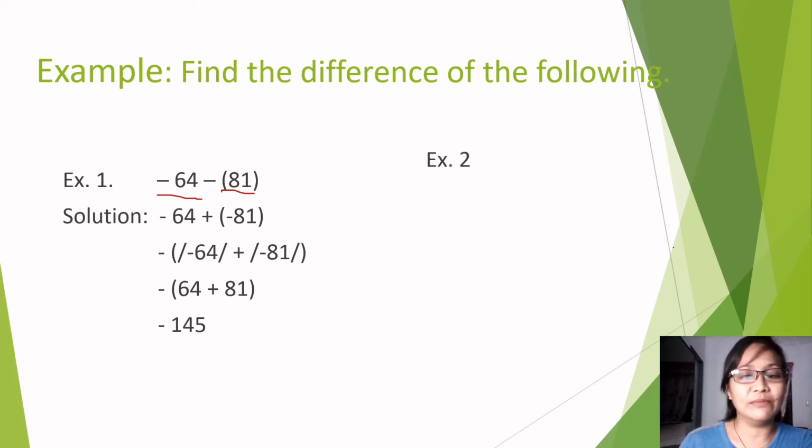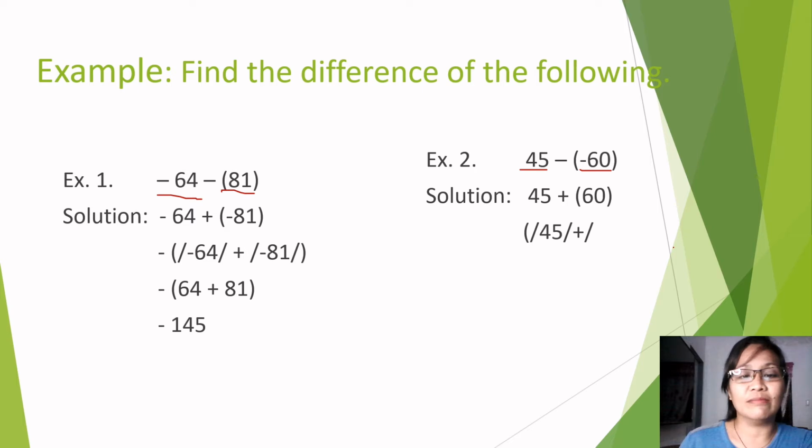Example number 2, 45 minus negative 60. Of course, solution, copy the minuend, 45, and then yung minus sign, palitan natin ng addition sign, and then change the sign of the subtrahend. So, from negative 60, magiging positive 60. And then, of course, proceed na tayo sa rules of addition.